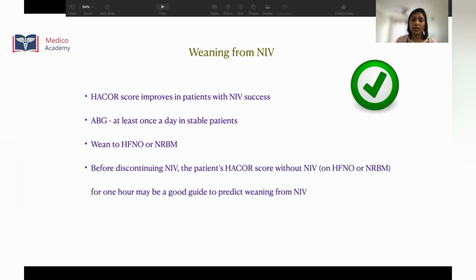So before discontinuing NIV for a long term, you assess the patient's HACOR score without NIV. Without NIV means you put the patient on an NRBM or a high flow nasal oxygen cannula for around 1 hour and then do an ABG, see the vital parameters and calculate the HACOR score. And if that score is not more than 5, that means if the score is less than 5, then it's a predictor that your weaning is going in the right way. So that is how you wean the patient from NIV.